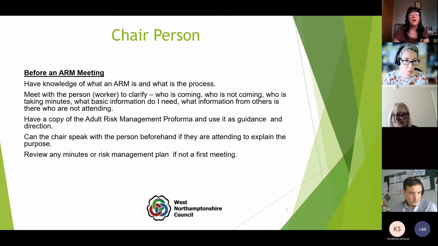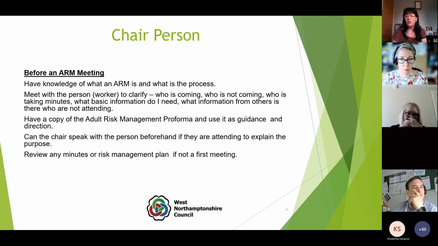Can the chair speak with the person beforehand? So the individual that the ARM meeting is about, if it's possible for the chair to have that conversation with them, just to reassure them as to what it's going to be. I know the person working with them might have done that, and it might not always be possible, but it's usually good practice for the chair, where possible, to try and speak with the individual.